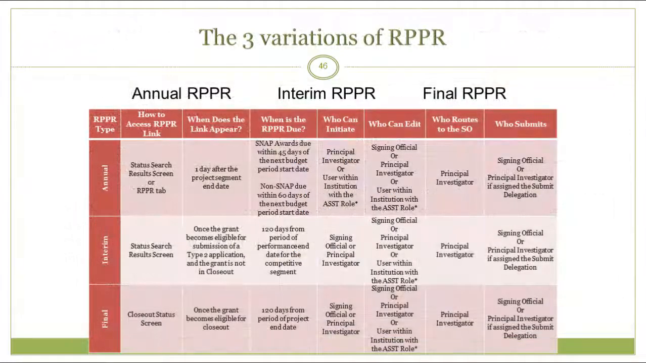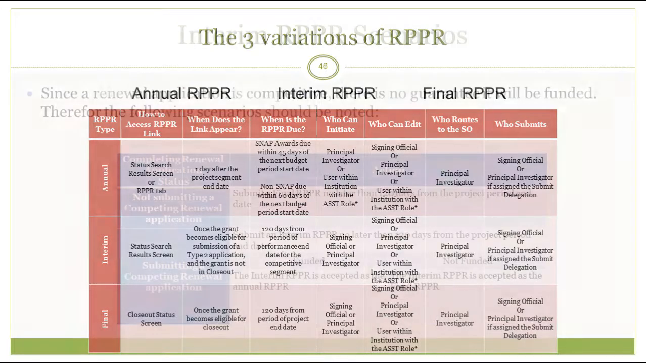Along with your annual RPPR, there are two other types of RPPRs, an interim RPPR and a final RPPR. The interims and the finals contain the exact same reporting data, so they look identical when you're creating them. The interim is due at the end of a segment where you will have a competing continuation awarded, or what we call a Type 2. The final is due when the grant closes out.